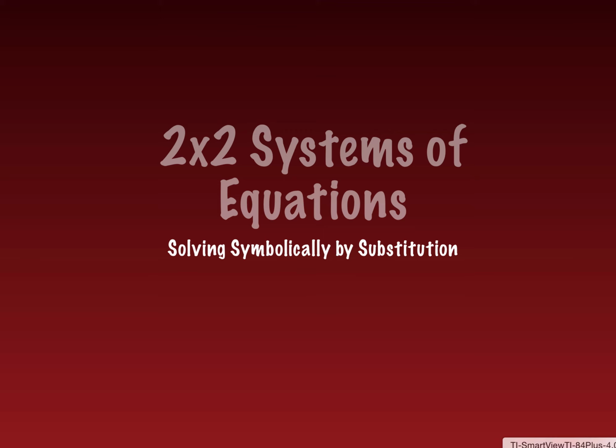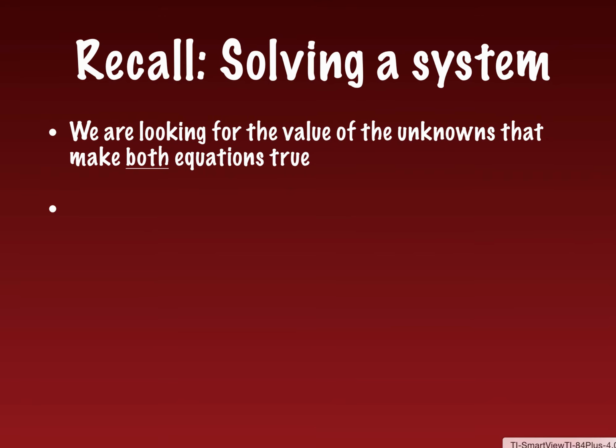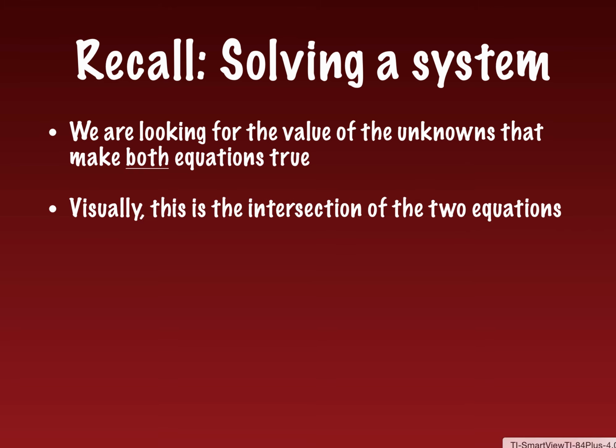In this lesson, we're going to solve 2 by 2 systems of equations symbolically using the substitution method. So let's remember, when we're solving a system of equations, we're looking for the value of the unknowns that make both equations true. So visually, we're looking for the intersection of the two equations.